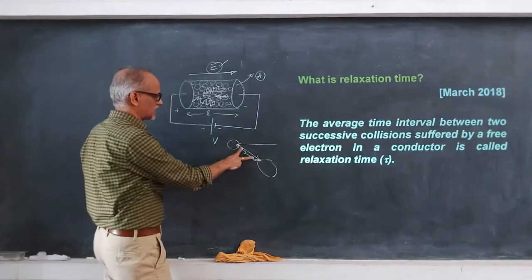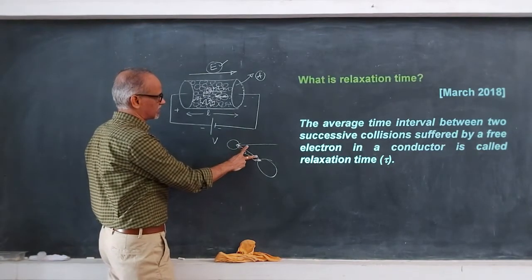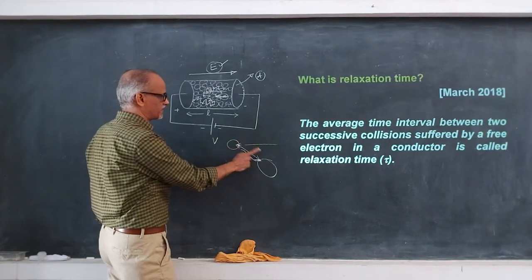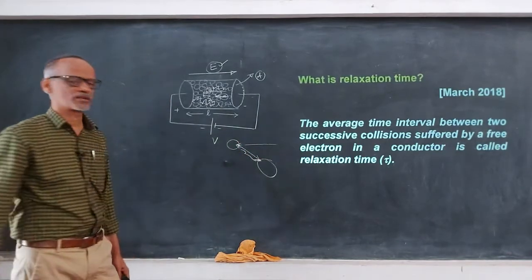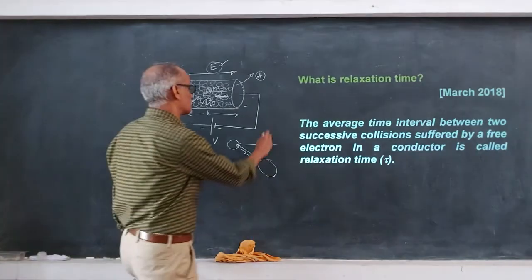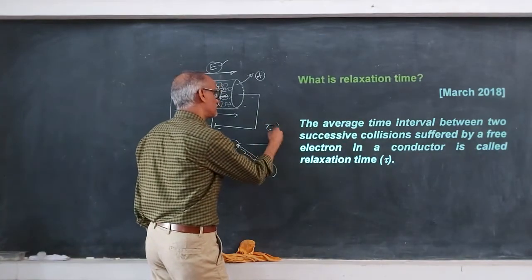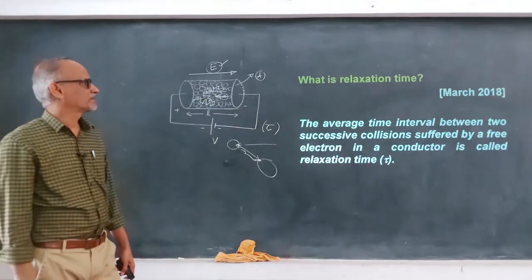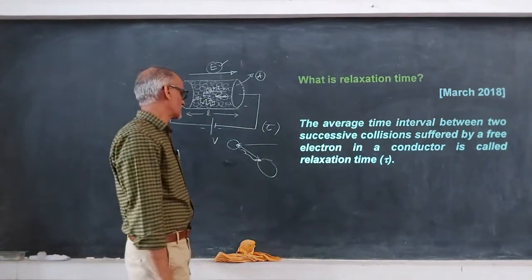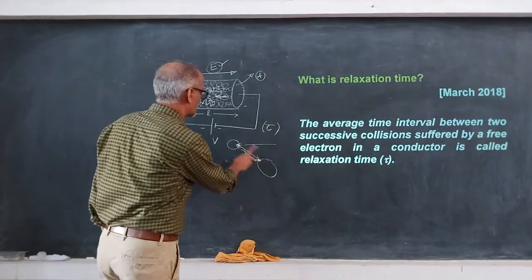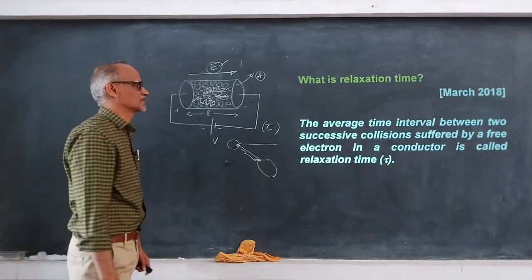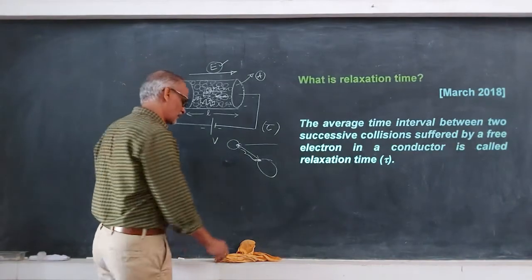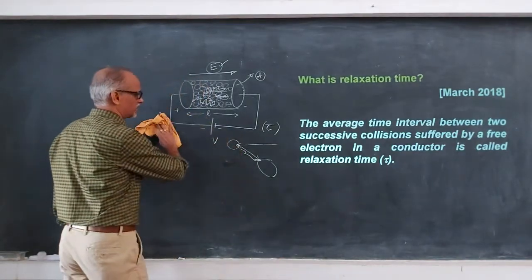So what is the relaxation time? The average time interval between two successive collisions suffered by a free electron in a conductor is called the relaxation time, and it is denoted by the Greek letter tau. Again, an important definition: the average time interval between two successive collisions suffered by a free electron in a conductor is called the relaxation time.